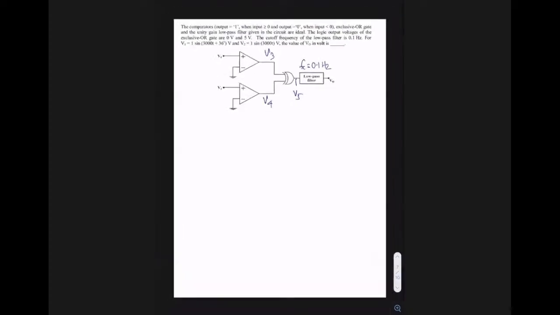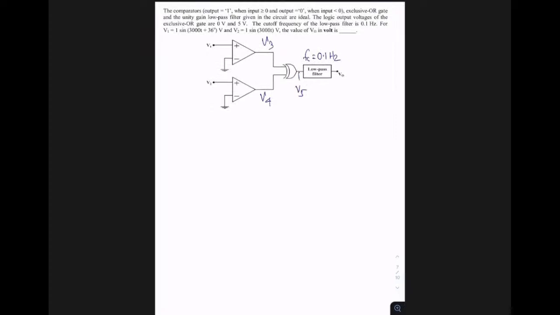What is the property of a comparator? I believe all of you know the property of a comparator is that it compares two voltages. In the question itself, the description is given: if the plus terminal voltage is greater than the minus terminal voltage, we get output logic 1, and otherwise it is 0. So let's do one thing. Let's name this V3, this V4, and this V5, and V0 is anyway given in the question itself.